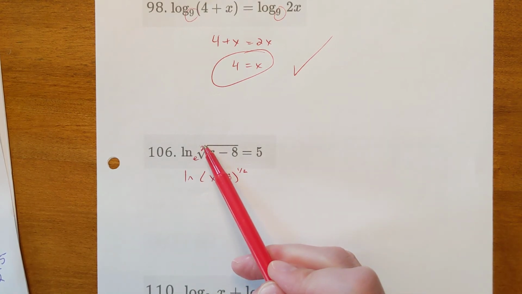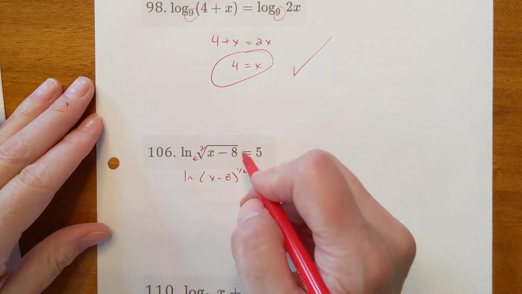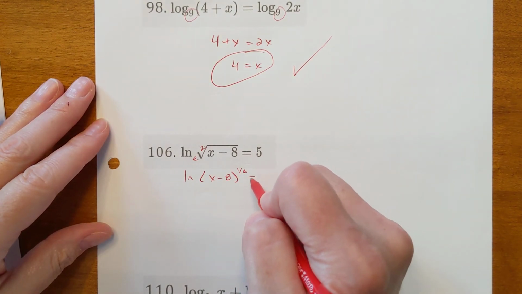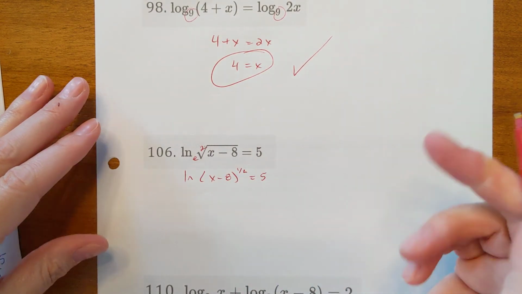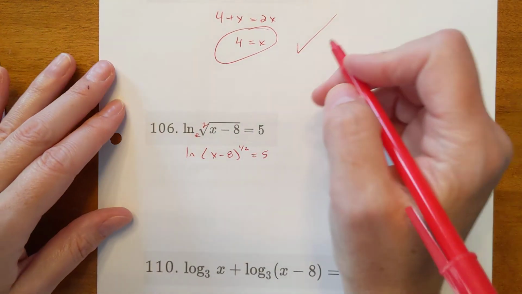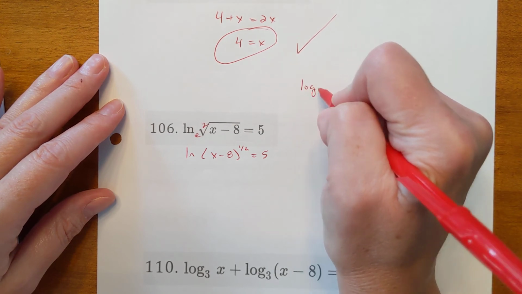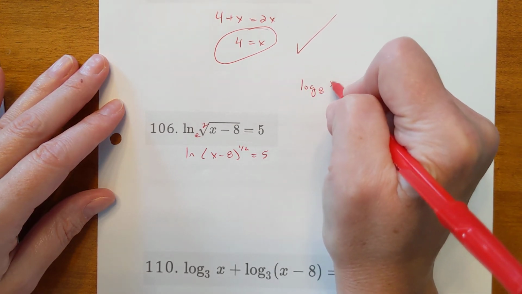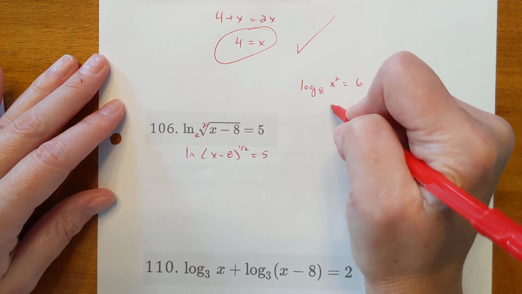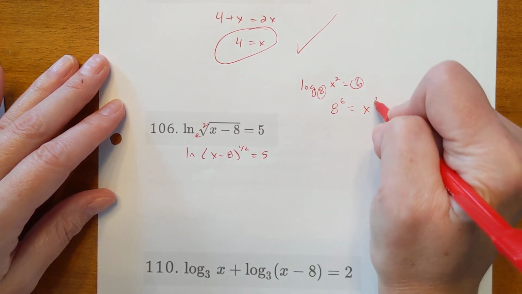So it's the square root, so the second power. So the square root of x minus 8 equals 5. What we're going to do is rewrite these as an exponent. So that was a rule that we learned in the last lesson. If you have maybe the log base 8 of x squared equals 6, you can rewrite that as 8 to the 6 equals x squared.